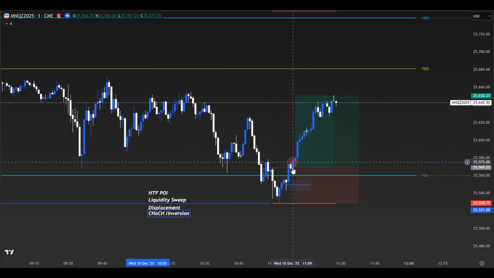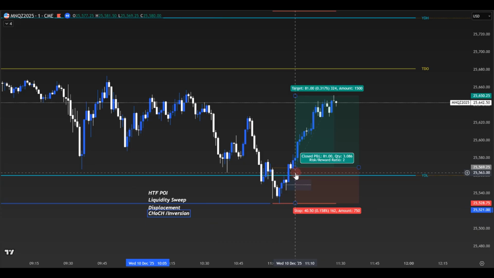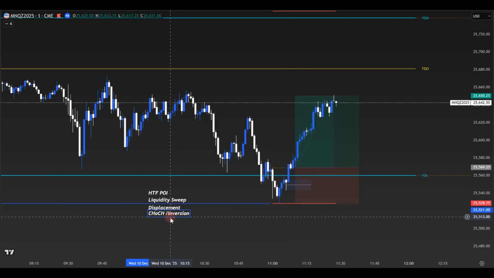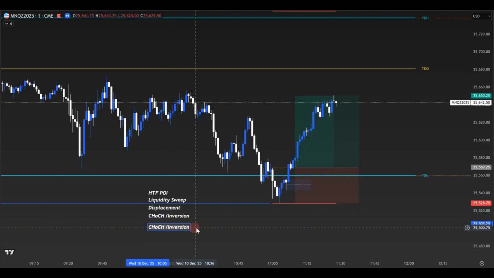And then the next step is to see a change of character and/or an inversion. Sometimes you only get the change of character. You may not get an imbalance to form here, but if you do, that's just bonus points. And we get inversion. We invert the previous imbalance with a bullish imbalance, and then we also get change of character. So that's step 4. And there's also a 5th step in this, which is optional, which is divergence.